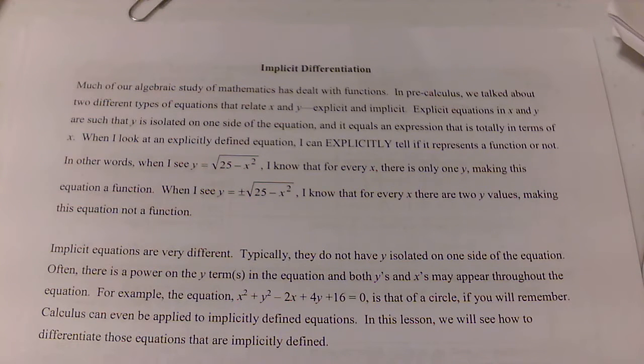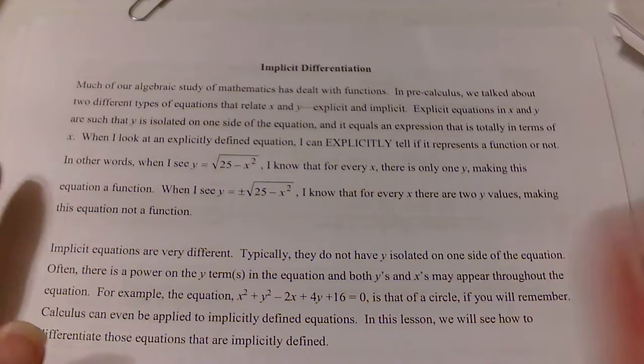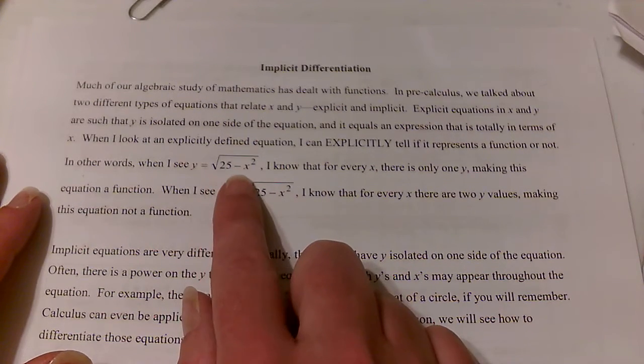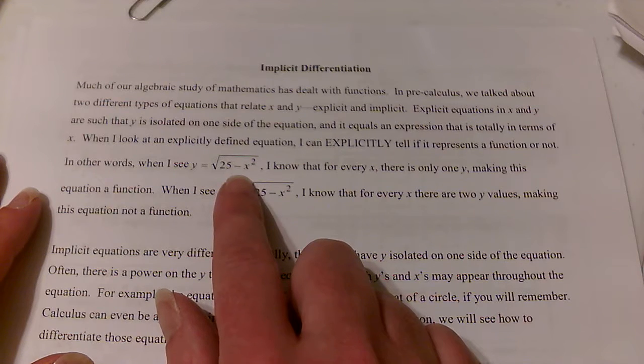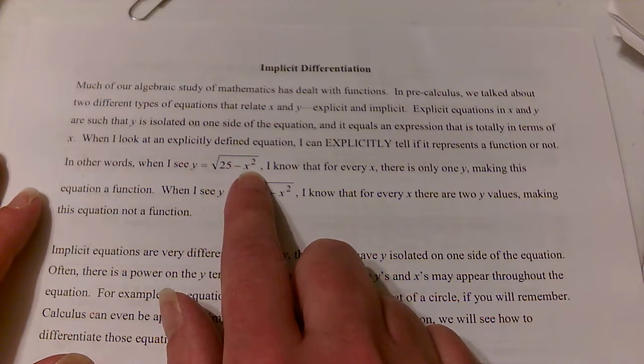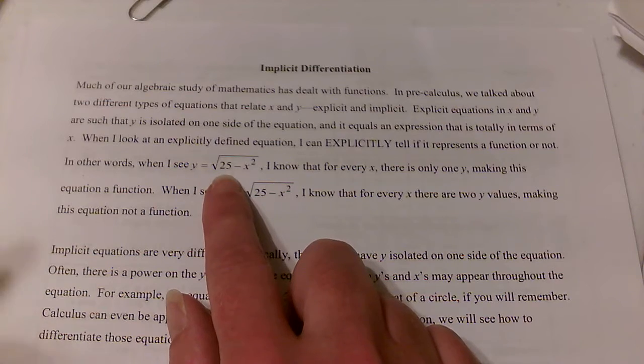Implicit differentiation. Okay, so we've dealt a lot with functions, and you know, we've dealt with equations with x's and y's, both explicit and implicit, probably. But explicit means that y is isolated on one side of the equation, and we can tell if that's a function or not very easily. In other words, if you had this equation and you plugged in an x value, you're only getting one y back, so that's a function.